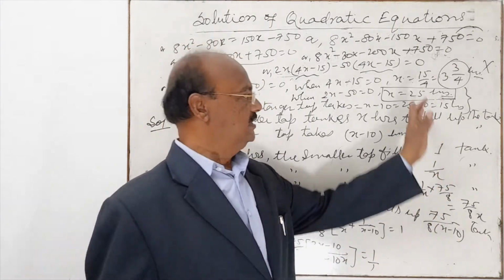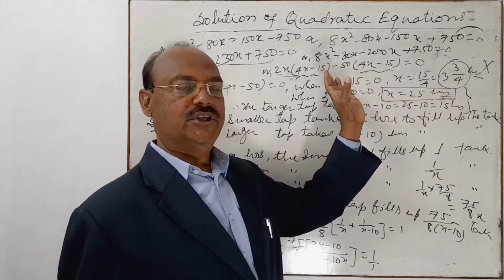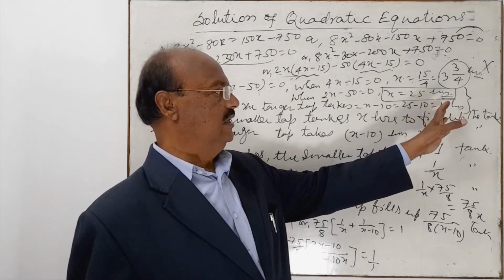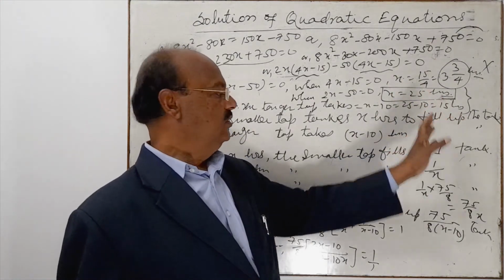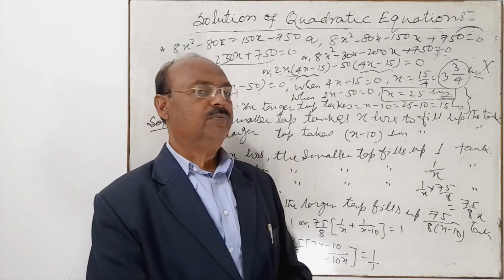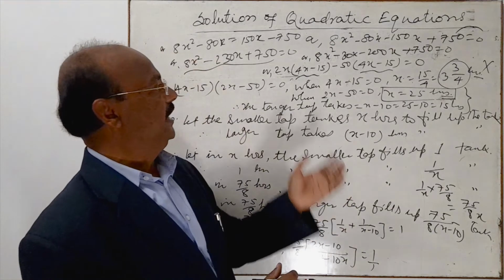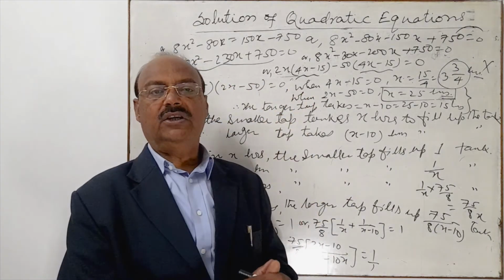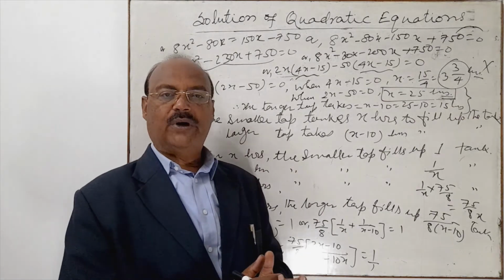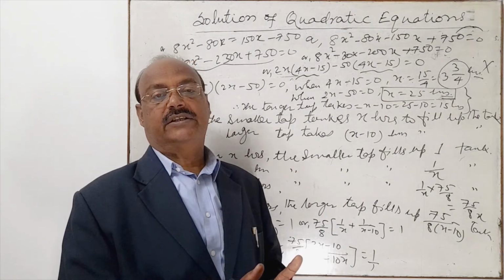Correct? So this answer was required in this question, and we are getting this answer very easily. So in this way we can get the solution of a quadratic equation: first of all, with the help of the statement given in the question we form a quadratic equation, and when we solve it properly you will get the answer very easily. Correct?